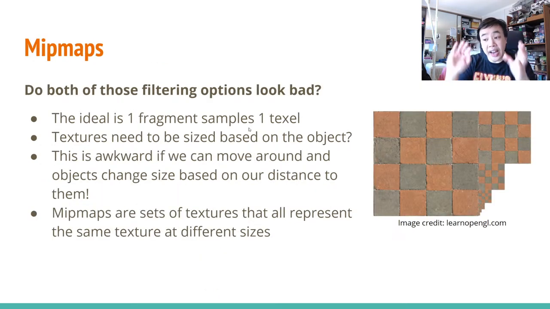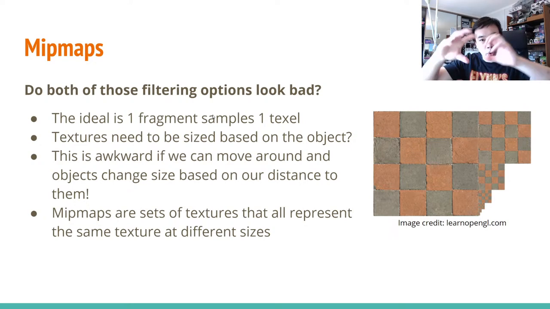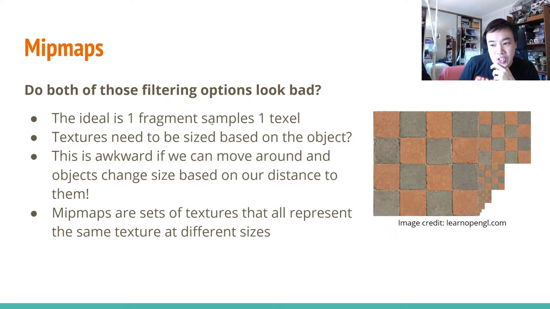What we really want, the ideal thing, is one fragment sampling a single texel, and when we move on to the next fragment, we move immediately to the next texel. The closer we can get to the texels appearing exactly one to one on screen, the better our textures are going to look, because looking at something in the resolution that it was painted or designed at is much better than having to blow a texel up onto multiple pixels. So that means our textures need to be sized based on the object.